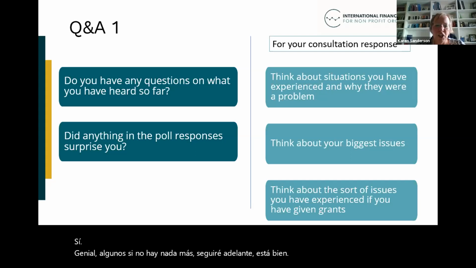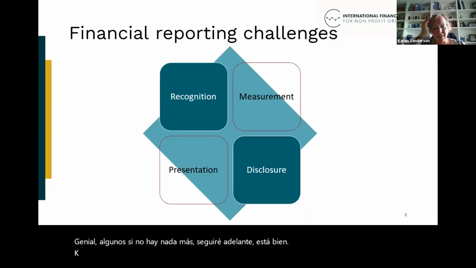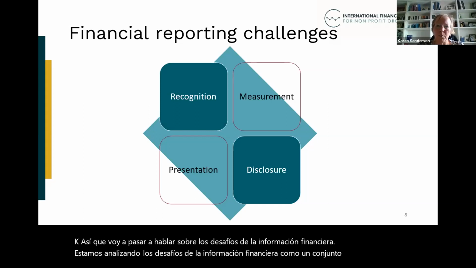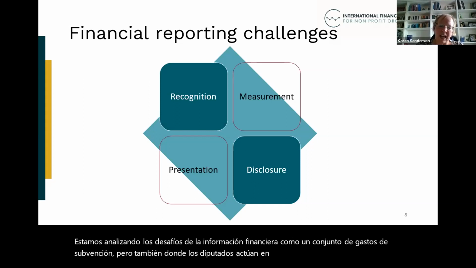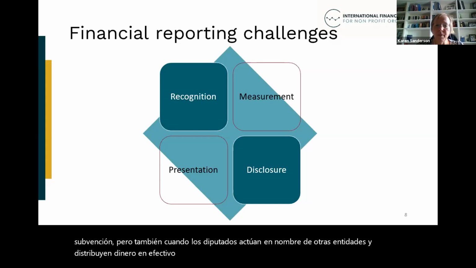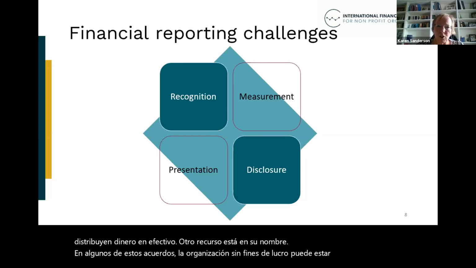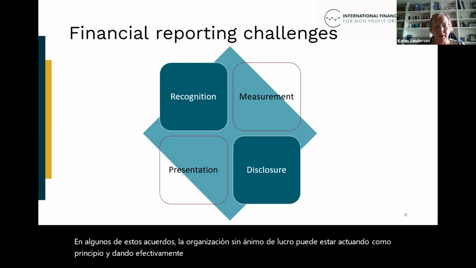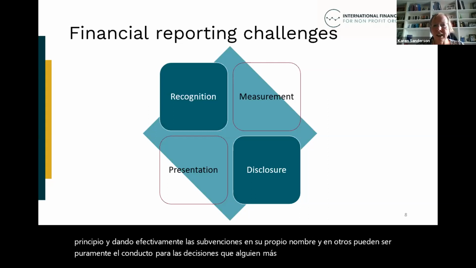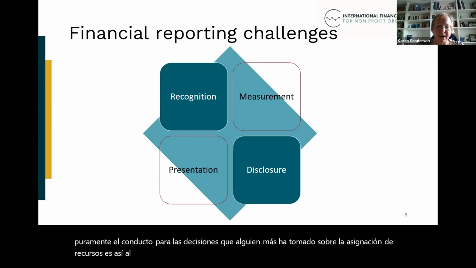Okay. So I'm going to move on just to talk about the financial reporting challenges. We're looking at the financial reporting challenges, as I said, of grant expenses, but also where NPOs act on behalf of other entities and distribute cash and other resources on their behalf. In some of these arrangements, the non-profit organisation may be acting as principal and effectively giving the grants in their own name. And in others, they may purely be the conduit for the decisions that somebody else has made about the allocation of resources. So in looking at these financial reporting challenges, we're going to be highlighting challenges around recognition and disclosure as the most significant issues for these particular topics.